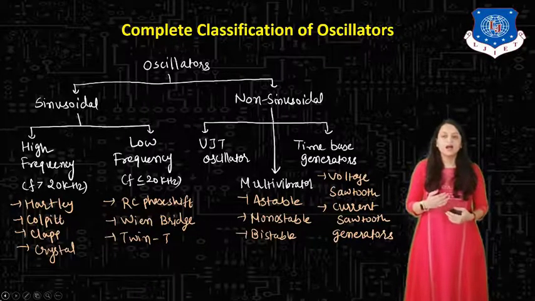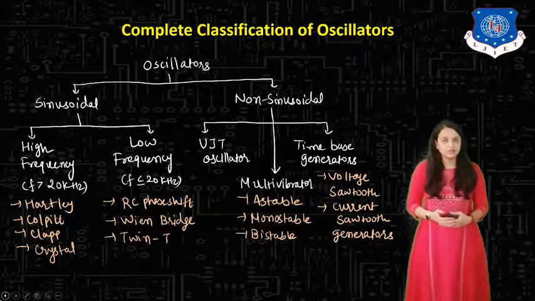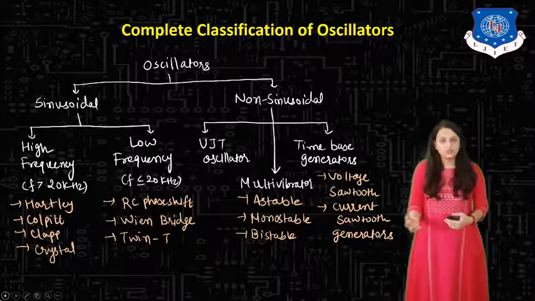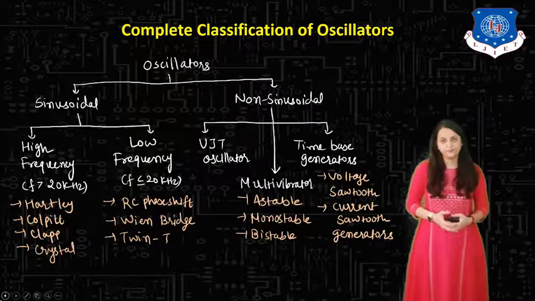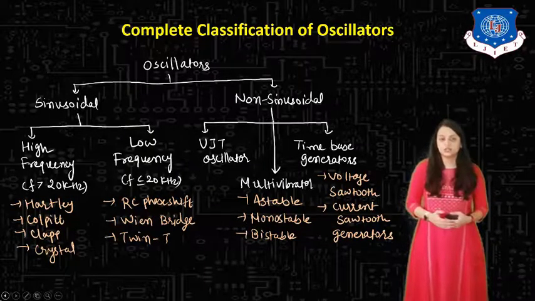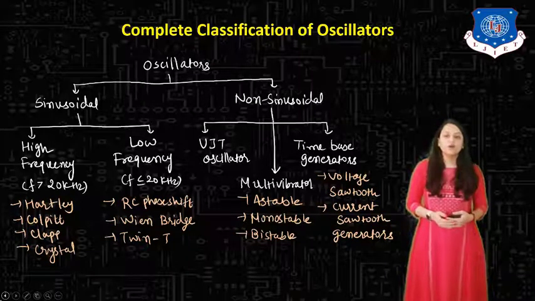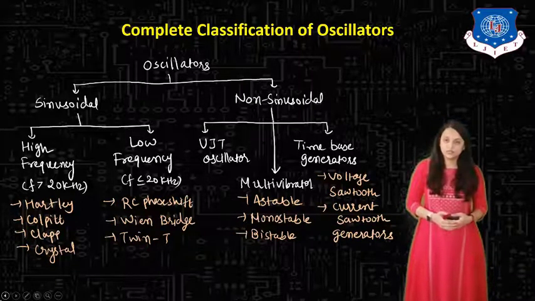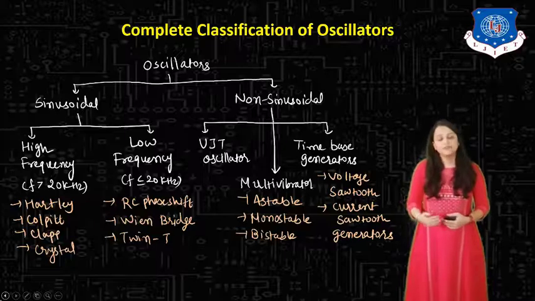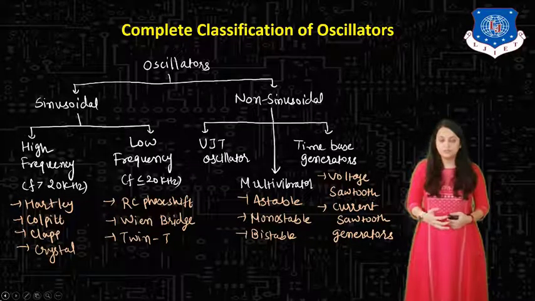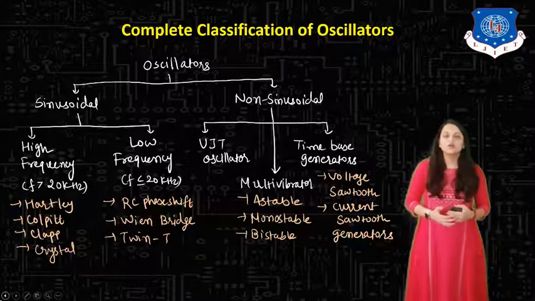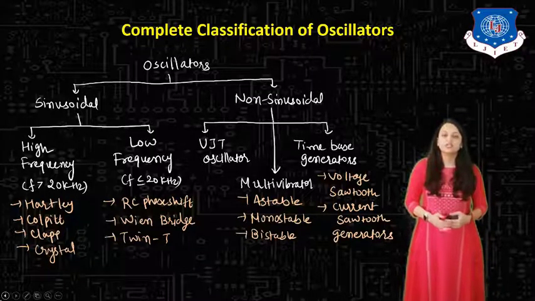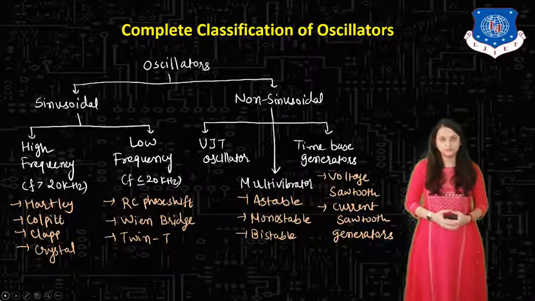If we look at high frequency sinusoidal oscillators, those will be Hartley, Colpitts, Clapp or crystal oscillators. They are used for high frequency generation. And if you want low frequency sinusoidal oscillators, there will be RC phase shift oscillators, Wien bridge oscillators and twin T network oscillators. These oscillators are used for generating low frequency at the output.